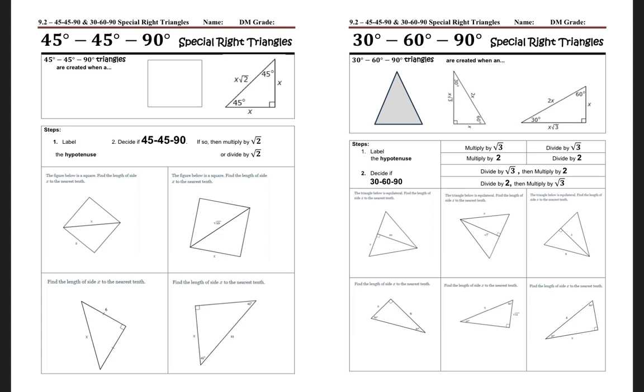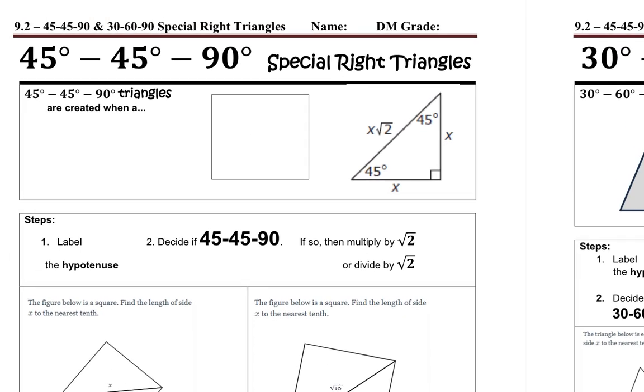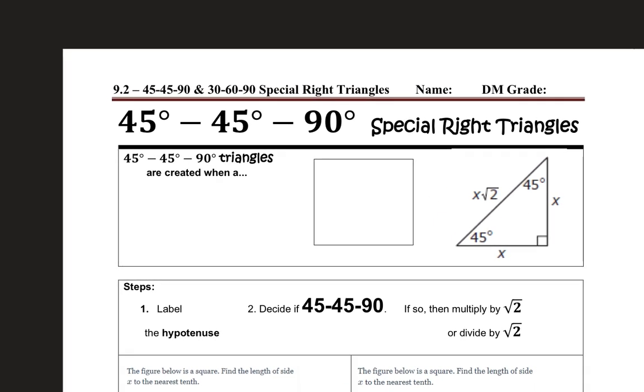We're going to talk about some special right triangles. We talked about right triangles last time when we talked about the Pythagorean theorem, but now we're going to talk about two special ones, a 45, 45, 90 and a 30, 60, 90. We'll talk about both of those. So let's talk first about 45, 45, 90 special right triangles.